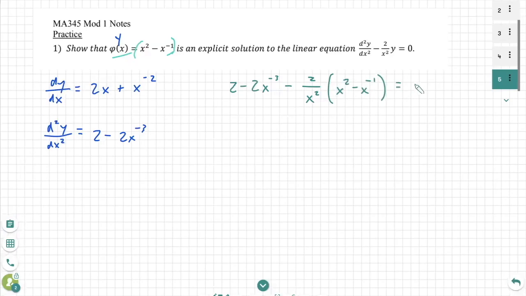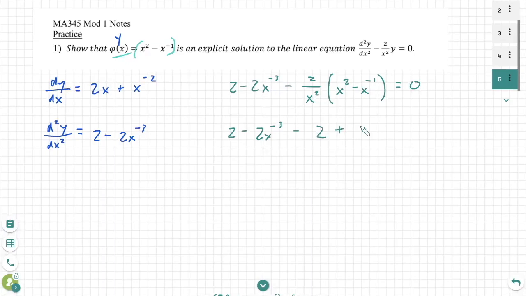Then what's going to happen? We distribute the 2 over x squared into the rest. That just becomes 2 minus 2x to the negative 3 minus 2 plus 2x.